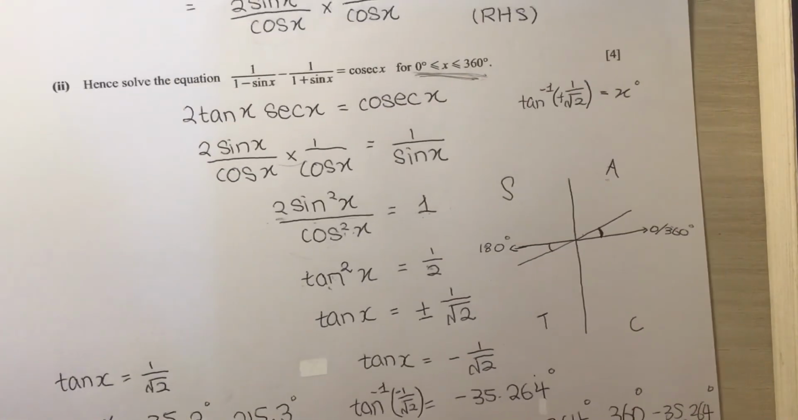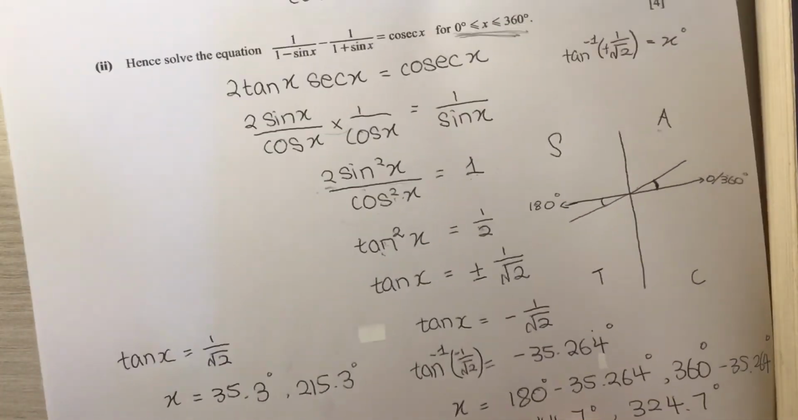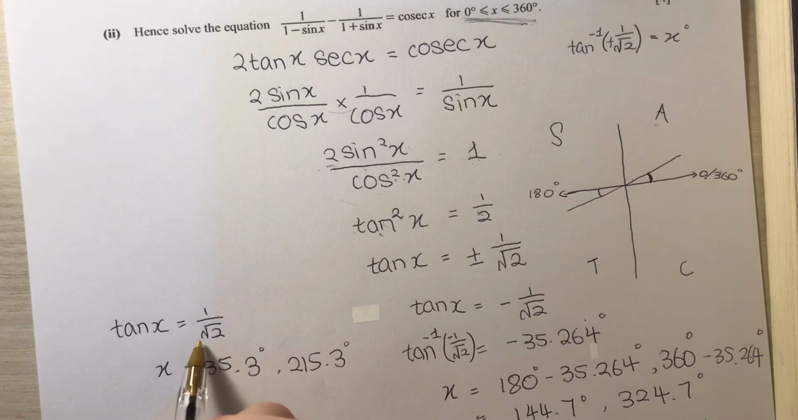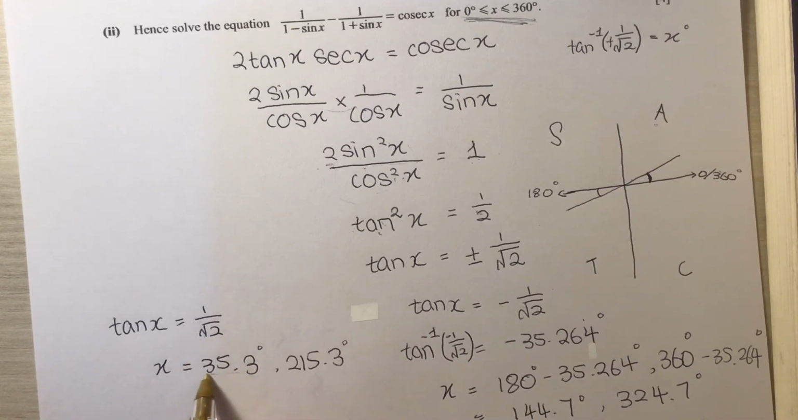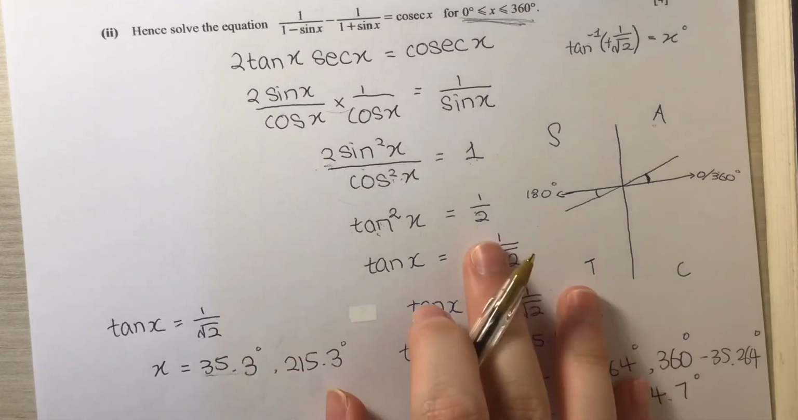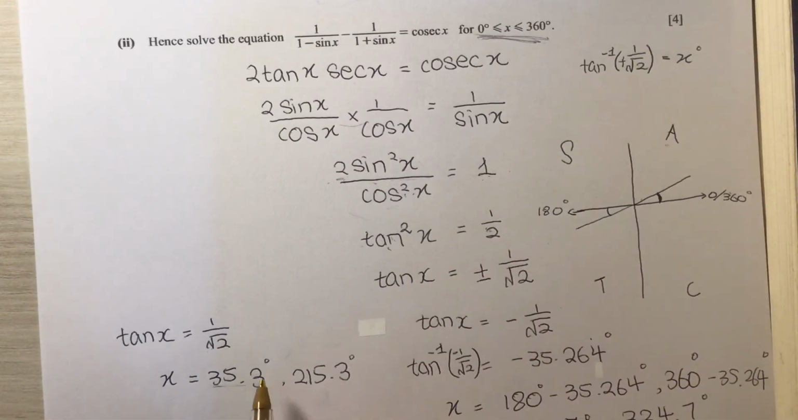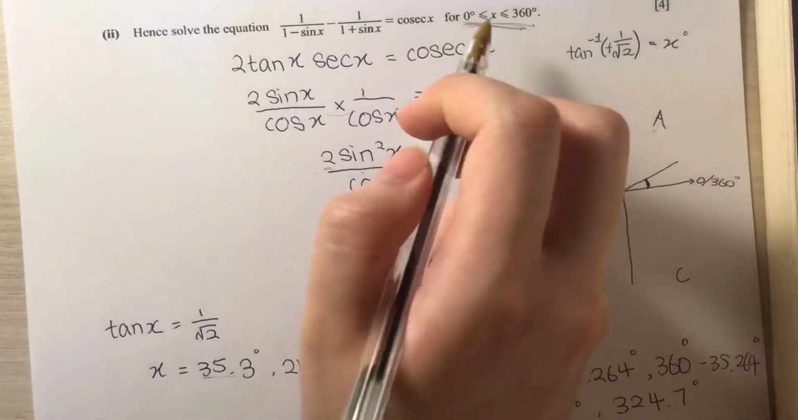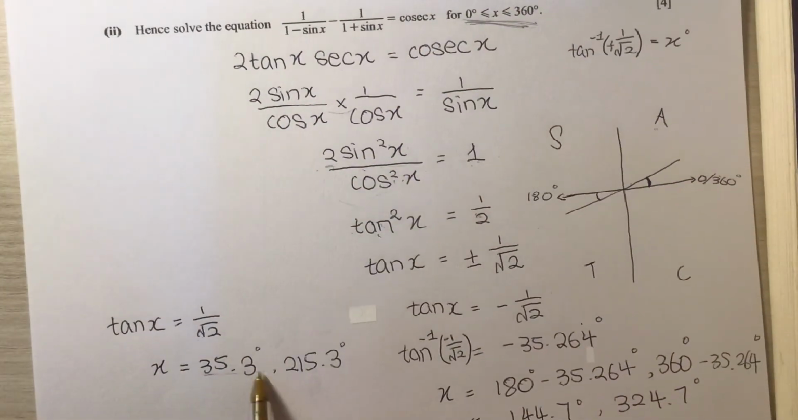And since tangent x can be equal to both positive and negative 1 over square root of 3, I will consider the positive first. When you press it in your calculator, you will get 35.3 degrees. Immediately write that down, because that's definitely one of the correct answers within this range.